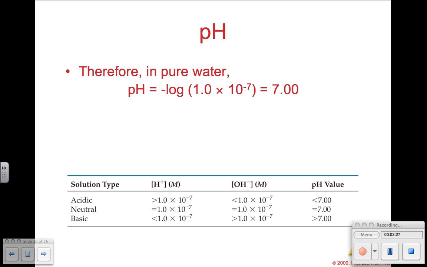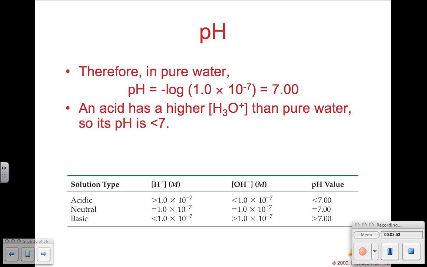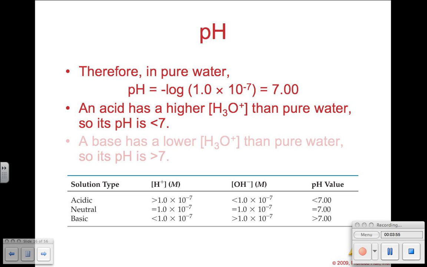And so you've got this range down here at the bottom of this slide. Acids, or anything with a concentration of H3O plus greater than 1 times 10 to the negative 7th, have OH minuses less than 1 times 10 to the negative 7th, and pH values less than 7. Neutral, you're at 7, and bases, or anything with greater OH minus concentrations, have a pH greater than 7.